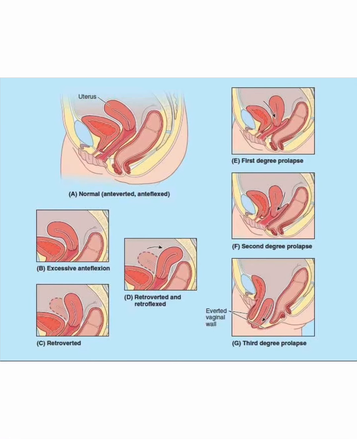So in the above diagram, you'll see a uterus. A is a normal, anteverted, anteflexed version. In diagram B, excessive anteflexion. C is retroverted. D is retroverted and retroflexed. And then E is first degree prolapse. It's when the uterus comes down into the vaginal wall. Second degree prolapse is F, and then G is third degree prolapse.